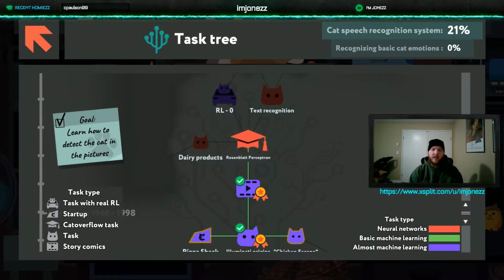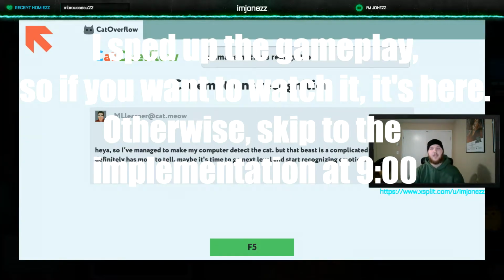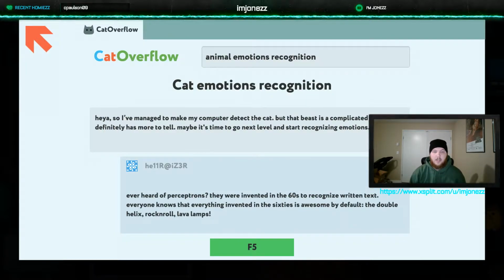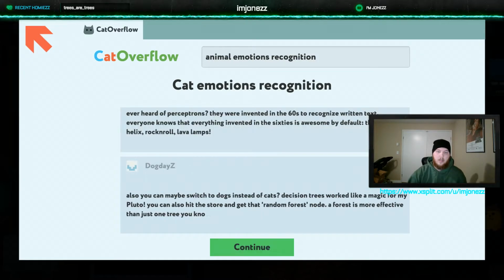All right, we are getting into neural networks. So let's do this. ML emotions recognition. Yeah, so I managed to make my computer detect a cat. That beast is a complicated soul. It definitely has more to tell. Maybe it's time to go next level and start recognizing emotions. Ever heard of perceptrons? They were invented in the 60s to recognize written text. Everyone knows everything invented in the 60s is awesome by default. Helix, rock and roll, lava lamps.